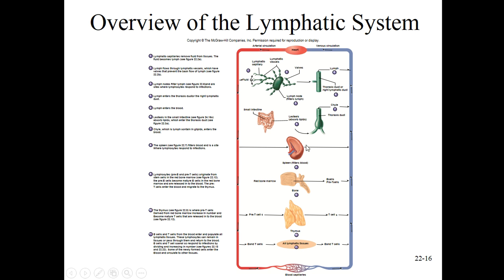The spleen, allowing for some filtration of the blood. Bone marrow producing these lymphocytes, which enter the bloodstream and are then trained up or matured in the thymus so that they're ready to go. T cells, activated T cells. And then lymph tissues, including lymph nodes, are where these T cells are going to actually find the germs or cancer cells and then go to battle.